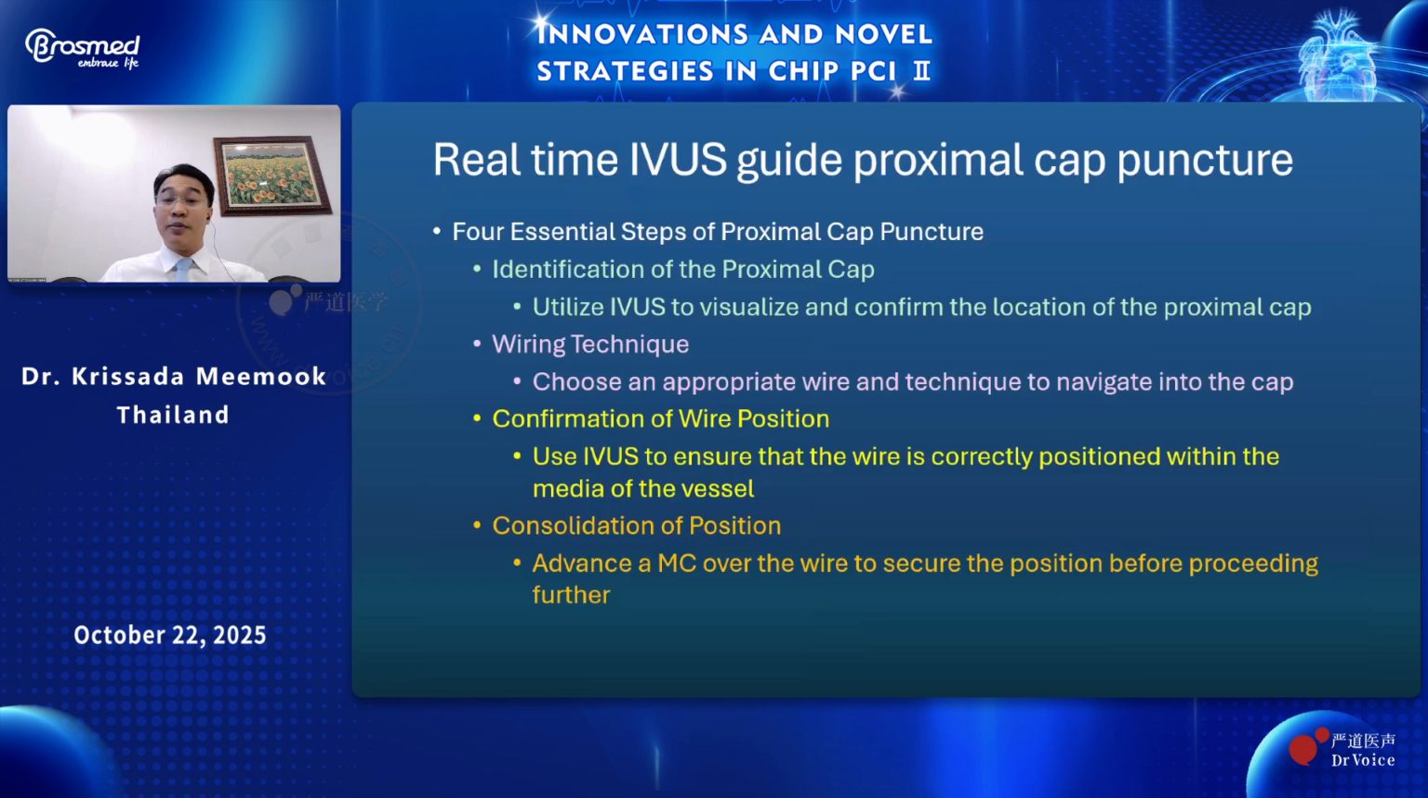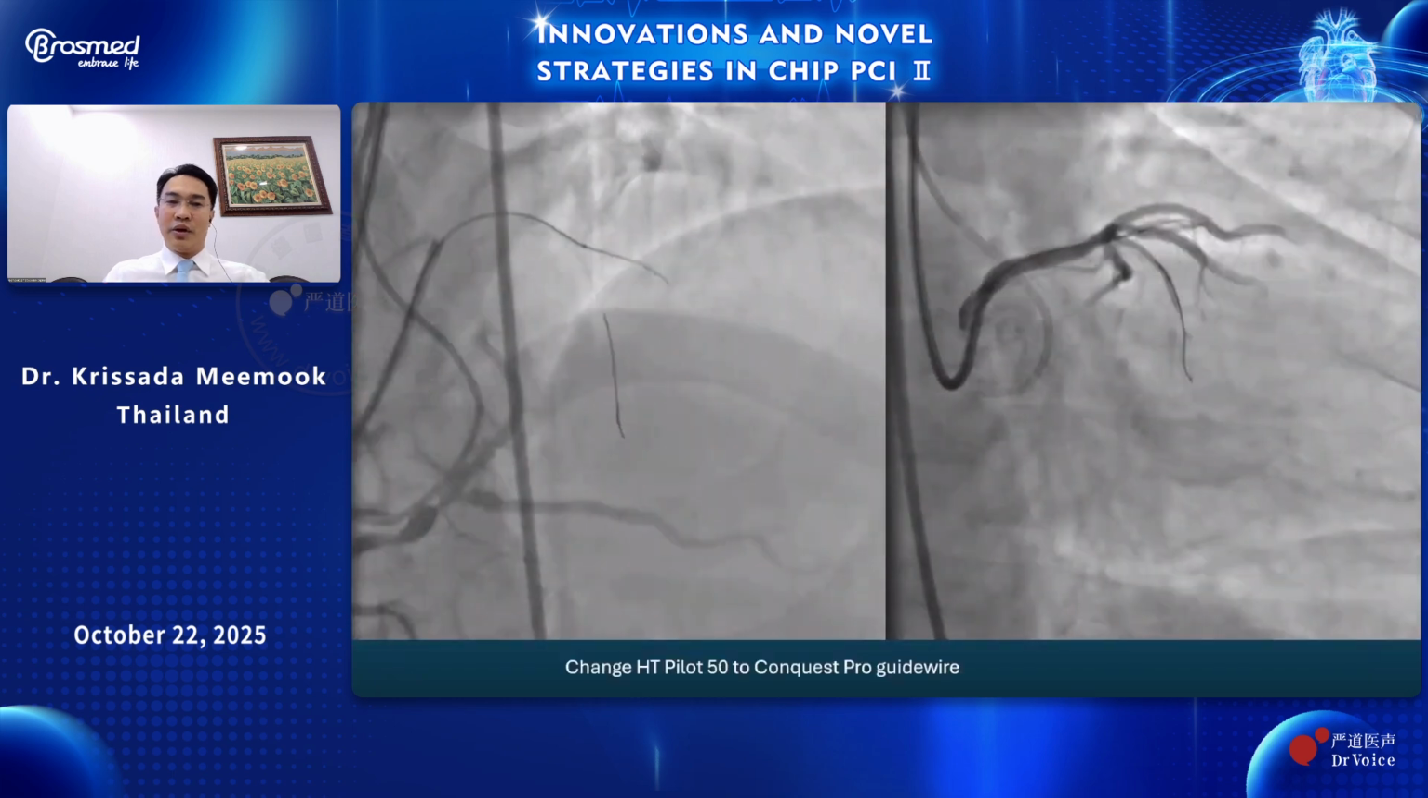For the real-time IVUS guided proximal cap puncture, there are 4 essential steps. One, we need to identify the proximal cap with the IVUS and confirm the location of the proximal cap. Two, the wiring technique, we have to choose appropriate wire and technique to navigate the cap. Three, if we puncture somewhere, we need to confirm the wire position. The wire would be inside the media of the vessel. And the final step, we need to advance the microcatheter over the wire to secure the position, and after that we can change the wire to the one that you love to use to encounter the lesion.